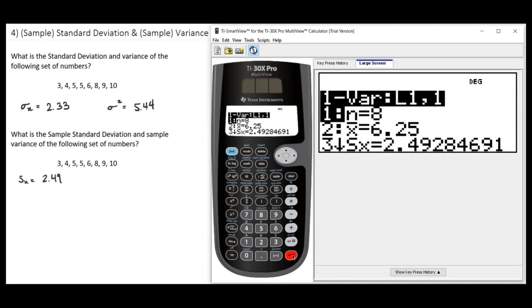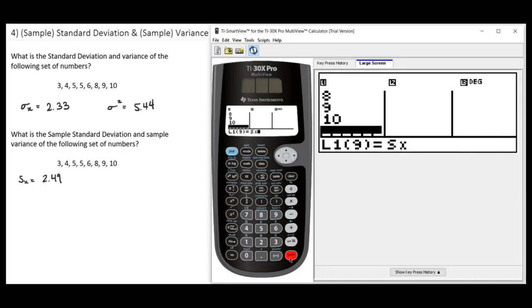So now we can find the sample variance. We highlight 3 and press enter. So again, it shows us the sample standard deviation on the bottom, and we just need to square it. And then press enter. So the sample variance is 6.21.